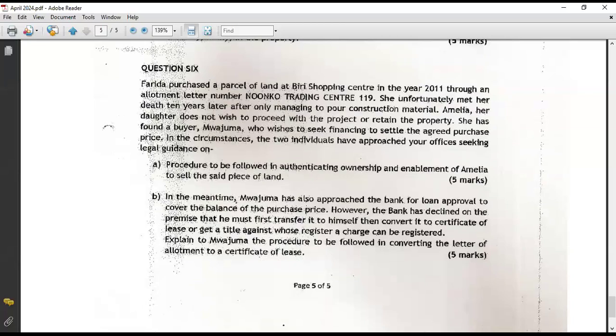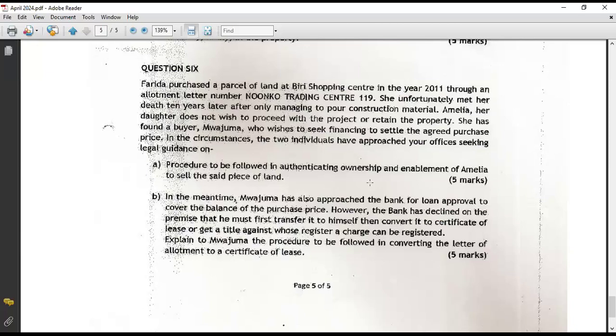Amelia, her daughter, does not wish to pursue the project or retain the property. She has found a buyer, Mwajuma. So the buyer is called Mwajuma, who wishes to seek financing to settle the agreed purchase price. So Mwajuma wants to get money to be able to buy this property being sold by the daughter. In the circumstances, the two individuals approached your office seeking legal guidance on the procedure to be followed in authenticating ownership and enablement of Amelia to sell the said piece of land.